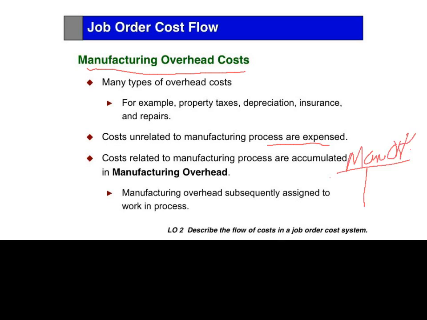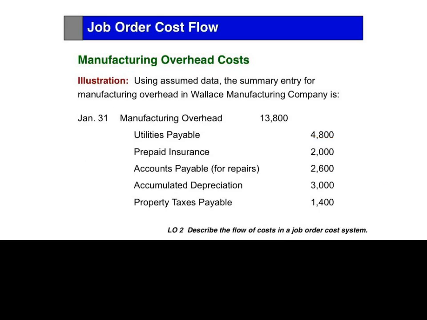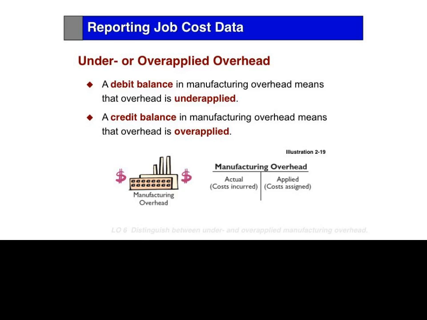But what we're talking about here is the manufacturing overhead account, and we debit manufacturing overhead. Every time we incur overhead, we put it there. So here we have all these overheads, okay? They were credited out of the payables and prepaid insurance and so on. So we debit manufacturing overhead $13,800.